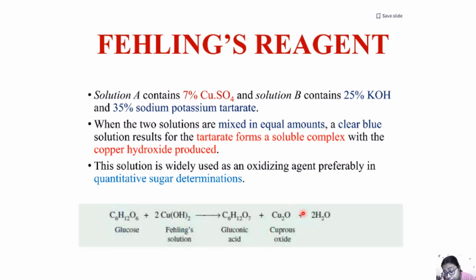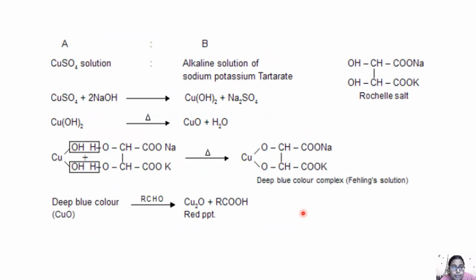That will tell you that whatever the sample was, it was a reducing sugar. Okay. So, if you can see, this is solution A, this is solution B. And Cu(OH)2 forms copper hydroxide. Solution B is the Rochelle salt, sodium potassium tartrate. So, basically the Fehling's solution is a deep blue color complex.